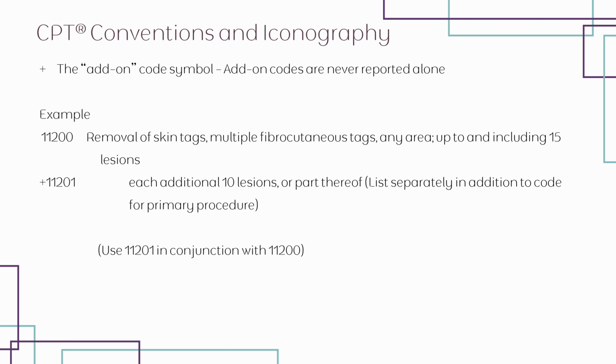Following the description, there's also typically a parenthetical reminder stating that this code should be listed separately in addition to the code for the primary procedure. You can see that instruction provided here as well. Additionally, beneath many of your add-on codes, there is usually a parenthetical instruction that lists the specific primary procedure codes with which the add-on code may be reported. In this example, you'll see that the add-on code 11201 may be reported in conjunction with primary code 11200.